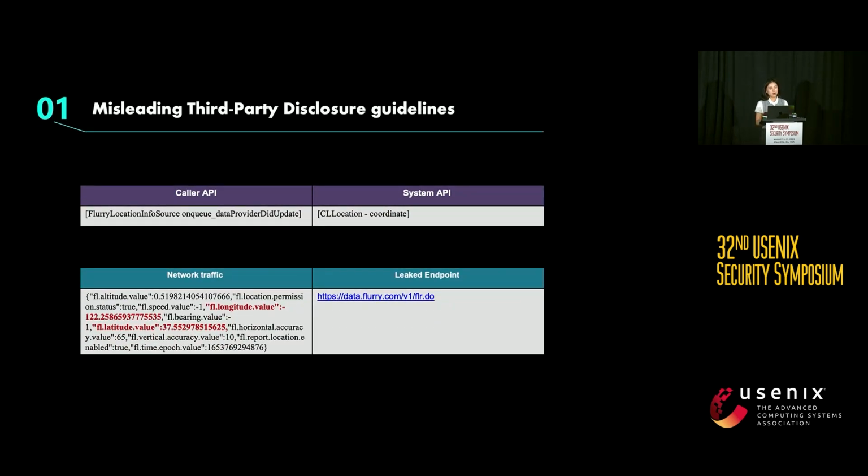Here is an example. We observed that there is an analytics SDK that collects precise location data by invoking the system API. However, as we can see, it also sends that user location data to its own server. However, in its privacy label guidelines, it didn't suggest the app developer fill out the privacy label to declare the collection of user location data.